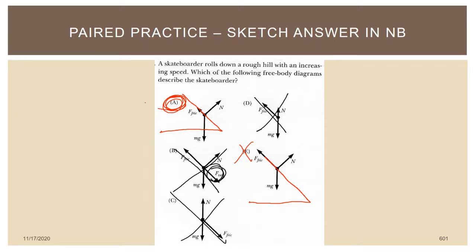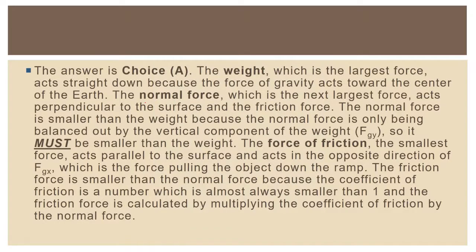And so what I wrote here is a decent explanation: the answer is choice A. The weight, which is the largest force, acts straight down because the force of gravity acts toward the center of the Earth. The normal force, which is the next largest force, acts perpendicular to the surface, which notice actually also is perpendicular to the friction force. The normal force is smaller than the weight because the normal force is only being balanced out by the vertical component of the weight, FGY. So it must be smaller than the weight.